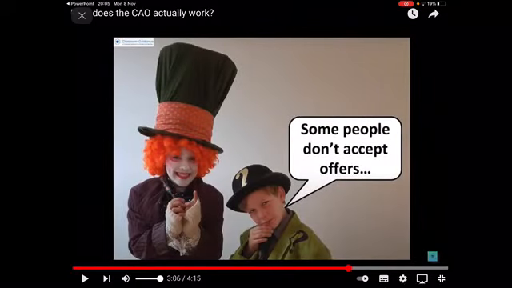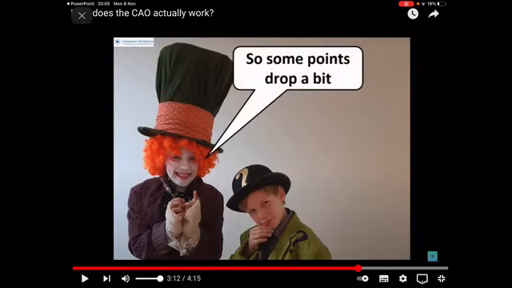Now, round 2 offers, I hear you say. Some people don't accept their offers. They go travelling, they have to go working, they save up money. For whatever reason, they don't go to college. So the points drop a little bit.